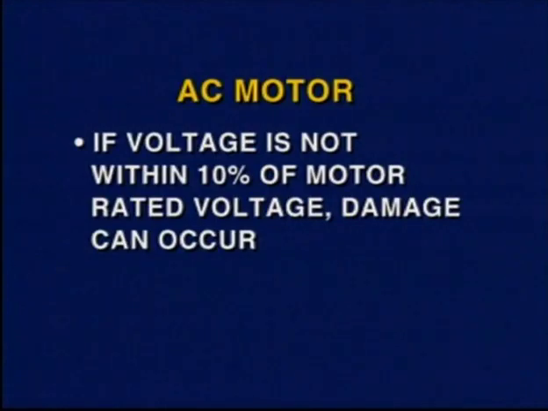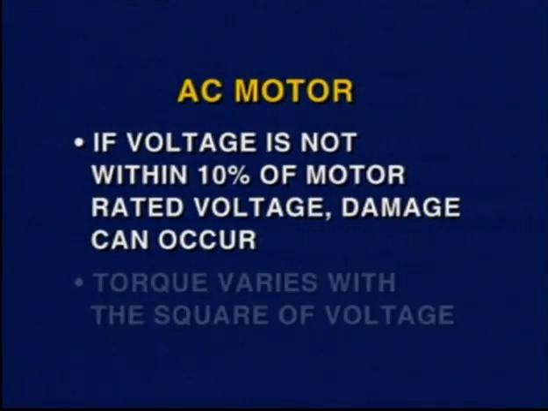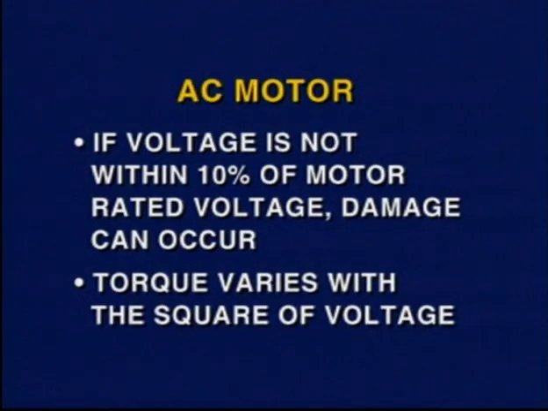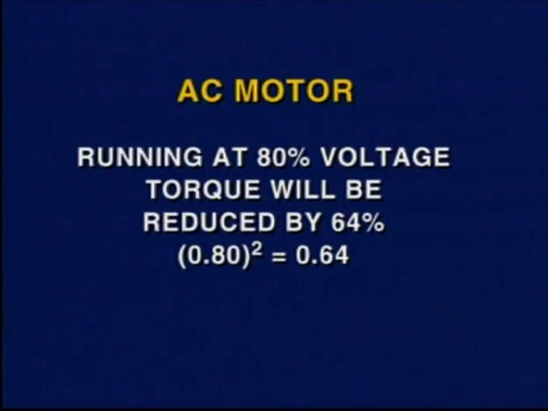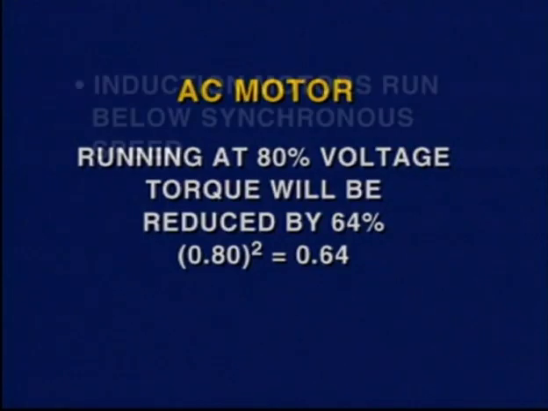In fact, if the voltage to a motor is not within 10% of the rated nameplate voltage, severe damage can occur due to overheating. This happens because the torque of an induction motor varies with the square of the applied voltage. So, if a motor is running at, let's say, 80% of its rated voltage, the torque will be 64% of that at the rated voltage.